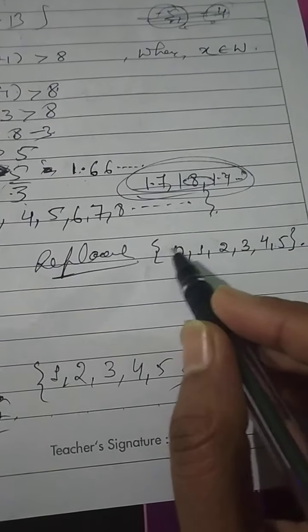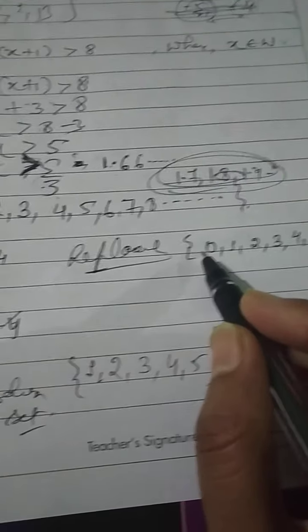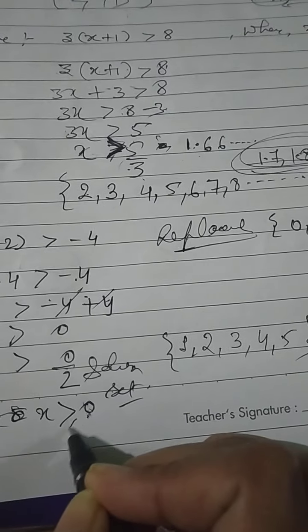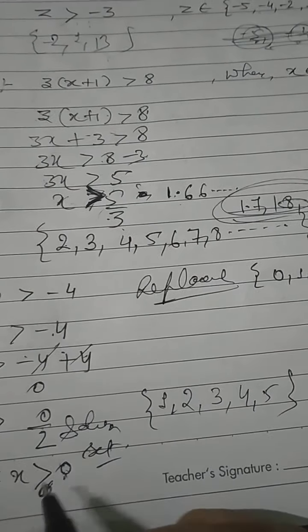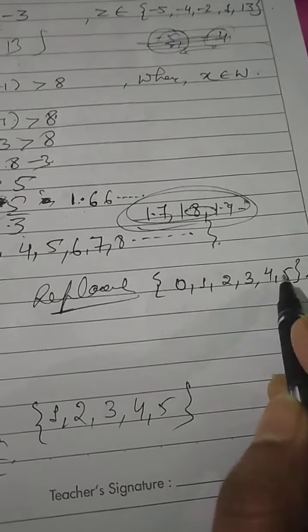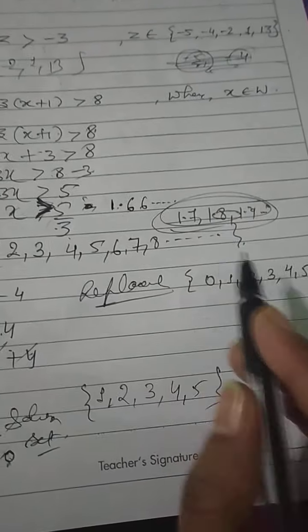Greater than 0 means you cannot take 0. But if there had been greater than or equal to 0, then we could take 0 also. But here it is only greater than 0. So all the numbers which are greater than 0 you have to choose from this replacement set.